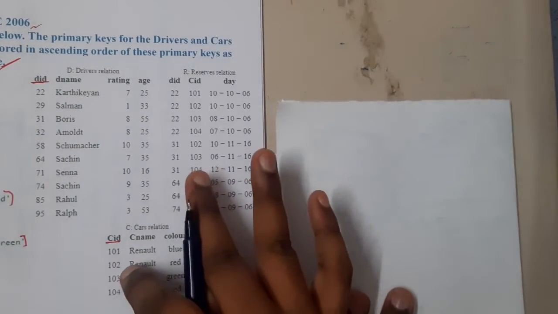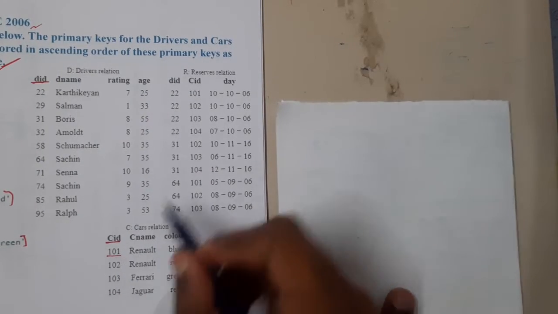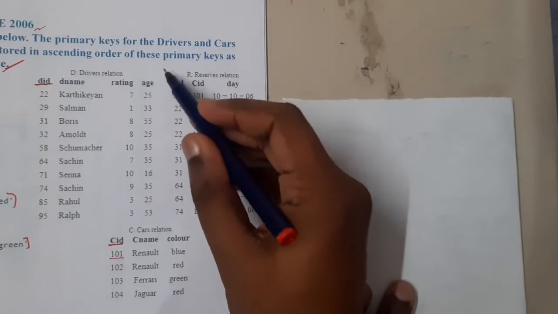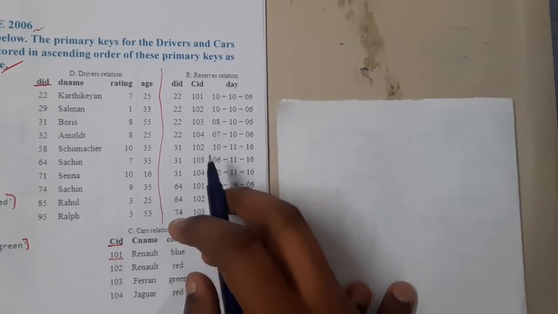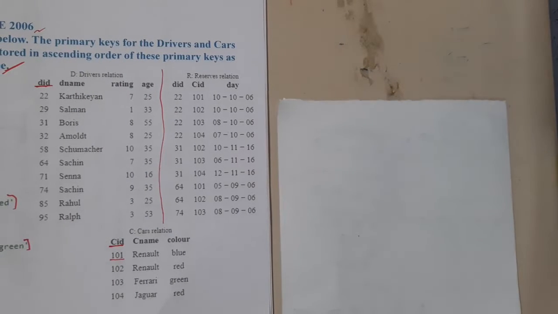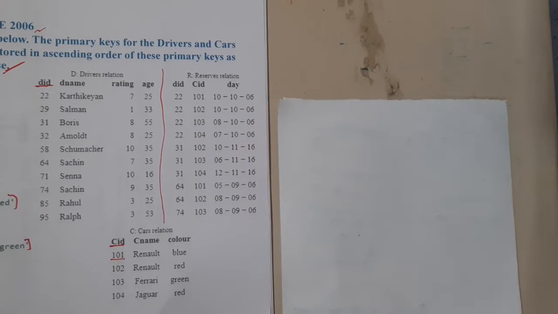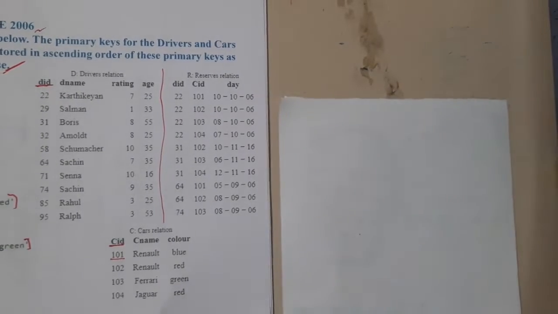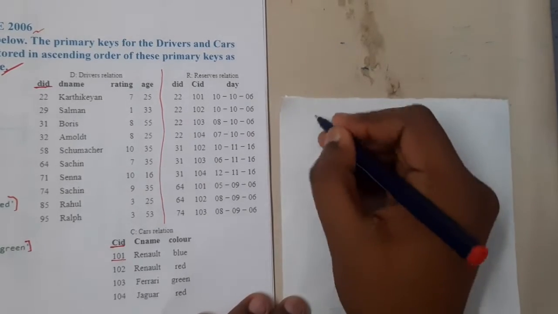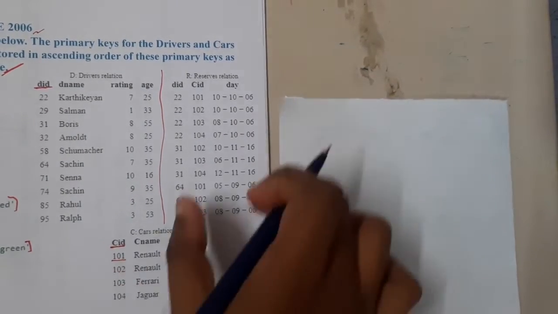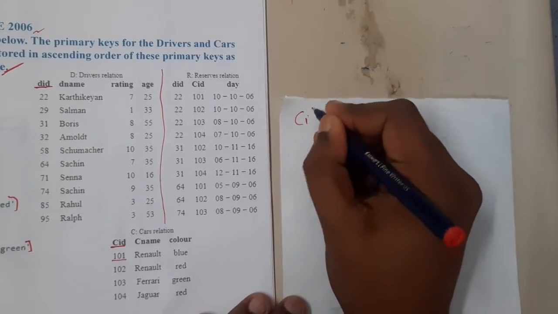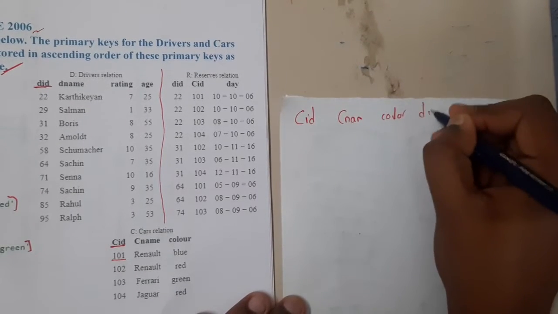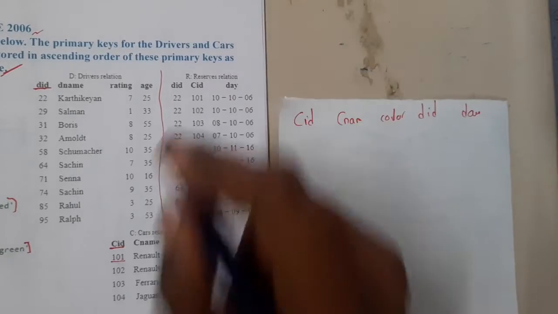When I am comparing these two, here we have 101, so wherever 101 is there, let us map them combinedly. Basically, whenever these things are given, you should always cross-check them, guys. Now in the new table, what will be the columns? Let us write these columns first, followed by these columns. We are going to have CID, CNAME, color, then DID, then day. We are going to directly remove this particular CID.